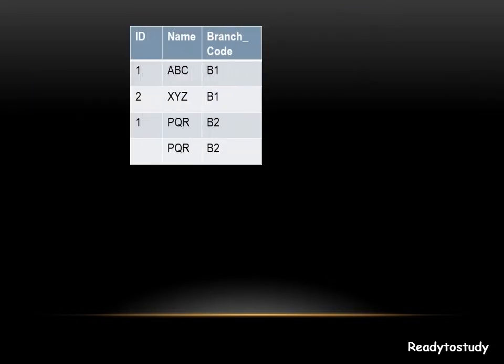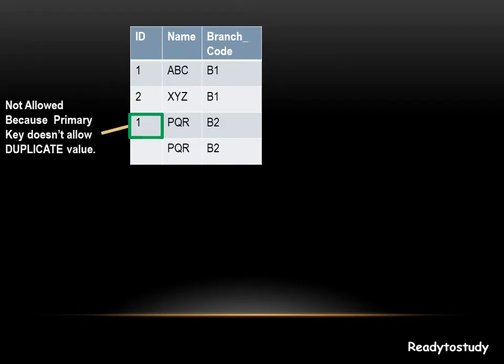There is one table, the student table. There are three columns: ID, name, branch code. Here there are four records: first record, second record, and third record. There is a repeated record, ID 1.